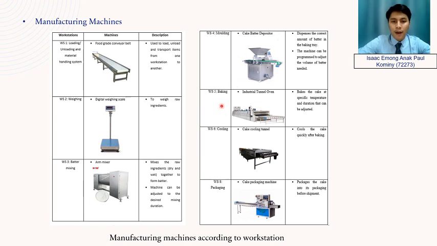In workstation 5, the baking process occurs in the industrial tunnel oven, where it bakes the cake at a specific temperature and duration that can be adjusted. In workstation 6, the cooling process is done through the cake cooling tunnel. It functions to cool the cake quickly after baking. In workstation 8, packaging of the cake occurs through the use of the cake packaging machine, whereby the cake is packaged into its packaging before shipment is done.